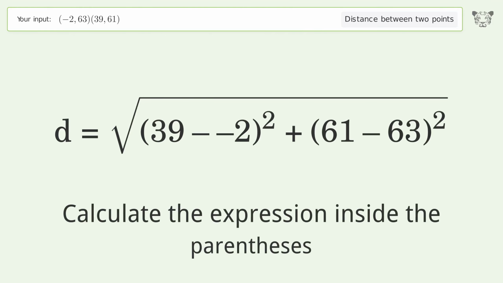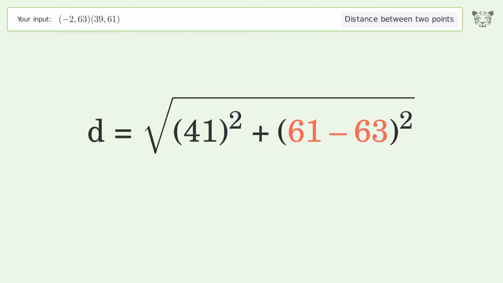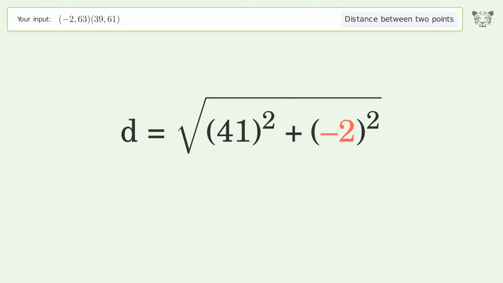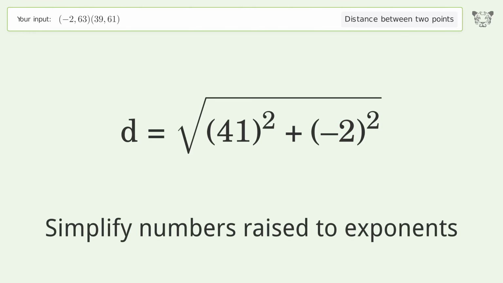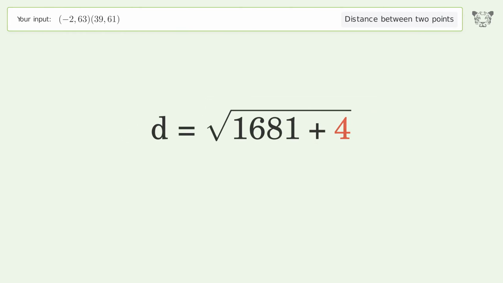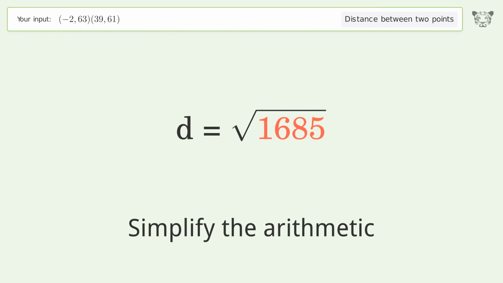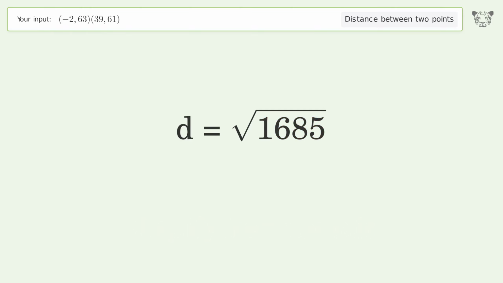Calculate the expression inside the parentheses. Simplify numbers raised to exponents. Simplify the arithmetic. And so the distance between the 2 points is the square root of 1,685 or 41.049.